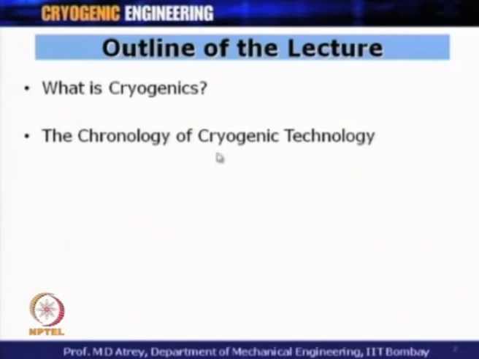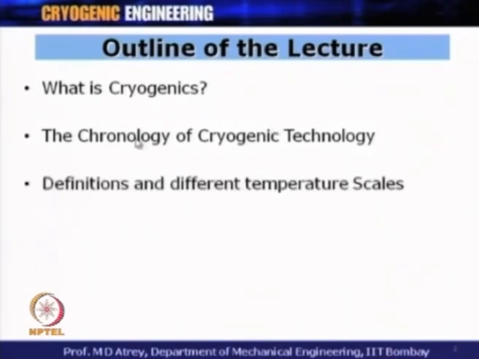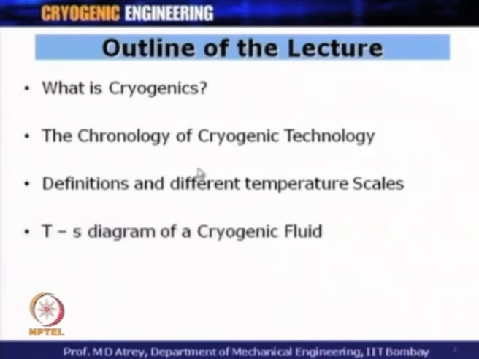The cryogenic technology spans around 125 years since the first research or first innovation happened in this area, and it is very important to study how the development or evolution in cryogenic technology happened over the last 125 to 130 years. After that, I will cover in brief the definitions and different temperature scales that are normally used in cryogenic engineering. Then one of the most important diagrams is what is called the temperature entropy diagram for any fluid, wherein you can really get all the properties of different cryogens.